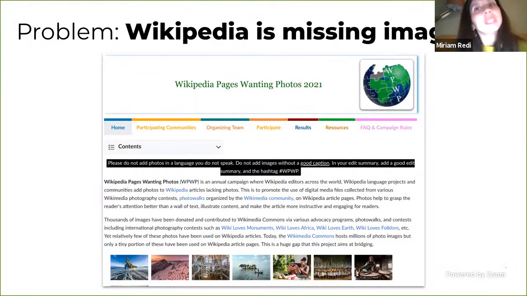So the problem here is that Wikipedia is missing many images. We know this as anecdotal evidence when we browse Wikipedia, and this is a problem because images are an intrinsic part of free knowledge, and they can really help complement and enhance the article's content. And so actually there are many community initiatives, editathons and campaigns like Wikipedia Pages Wanting Photos that encourage editors to add images to Wikipedia articles.